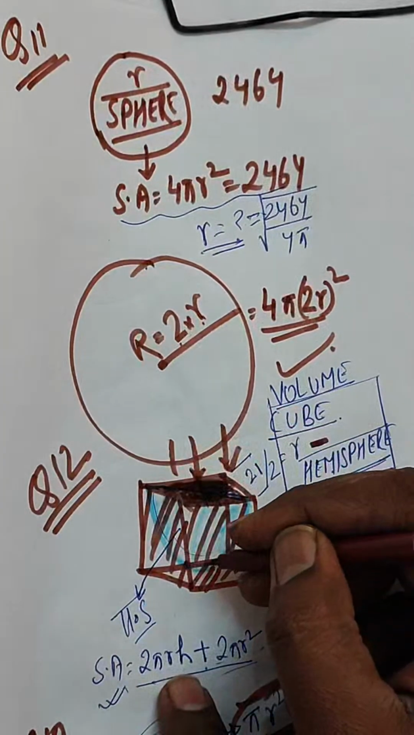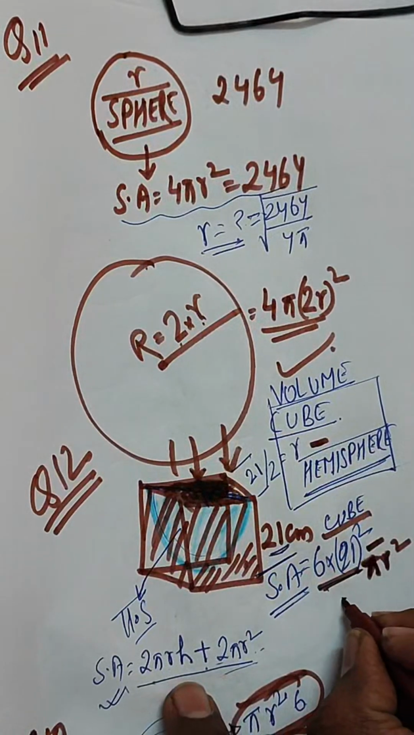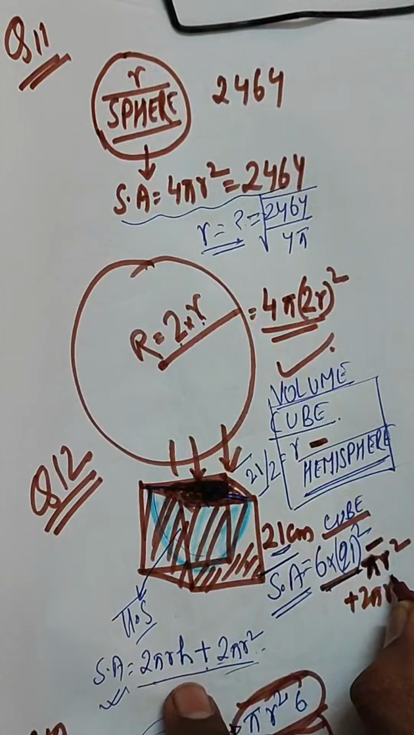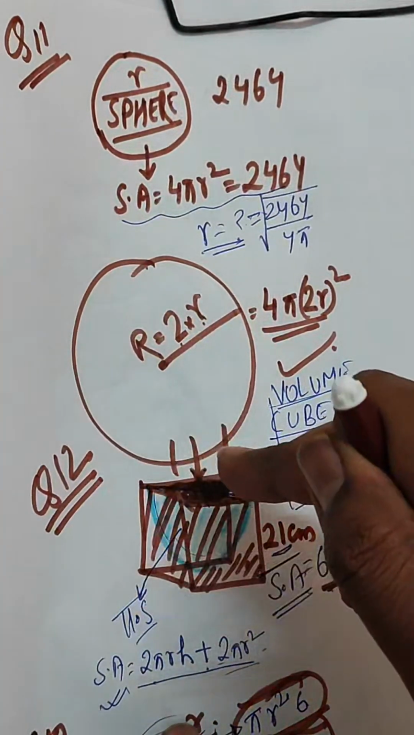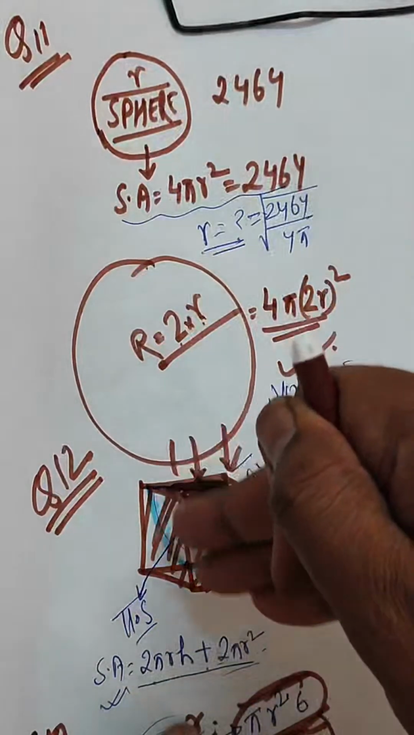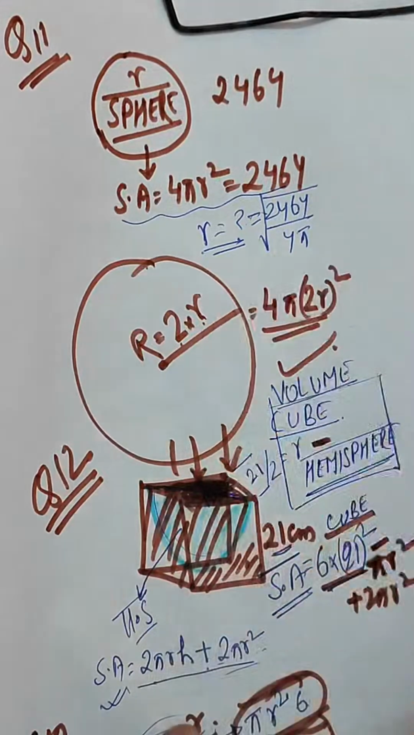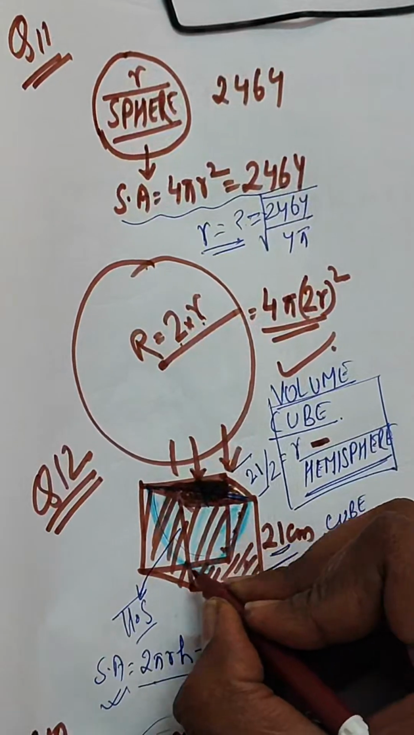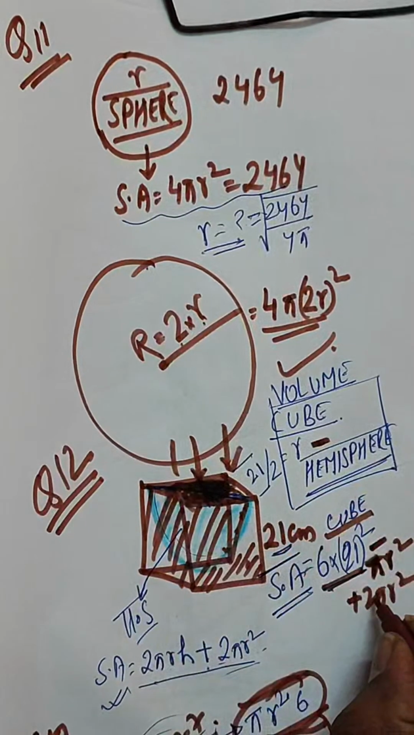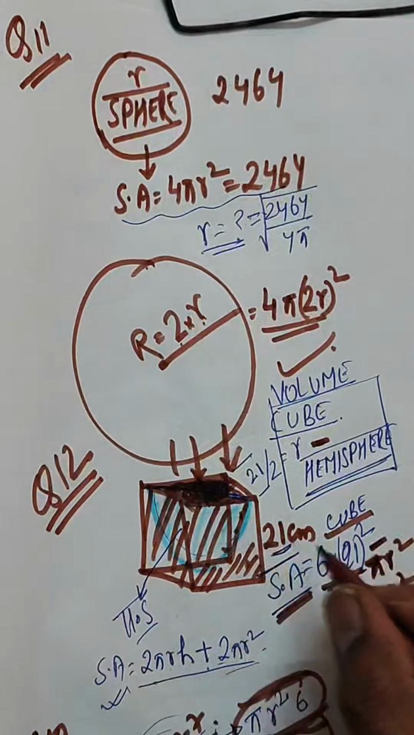For the full sphere it's 4 pi r square, so for the hemisphere it's 2 pi r square. So just add 2 pi r square for the hemisphere area, with the curved portion which you are able to touch with your hands when you put your hands inside the cube, right? This portion which you are able to touch will be equal to the curved surface area of the hemisphere, 2 pi r square. Just solve it and get the total surface area of the remaining figure.